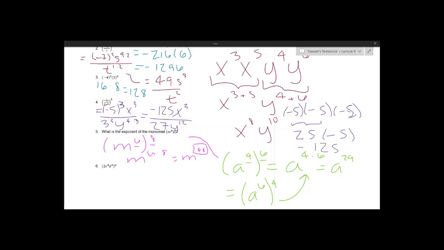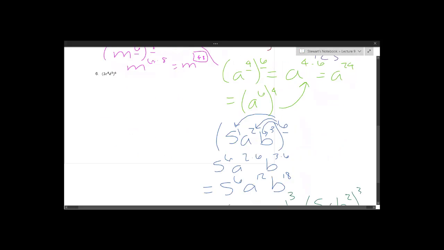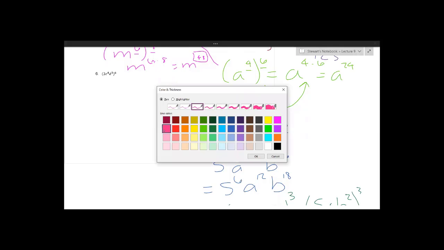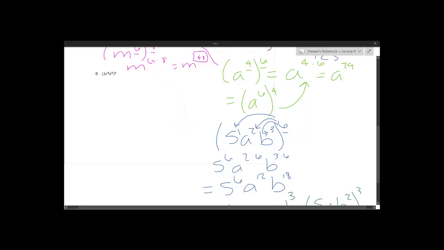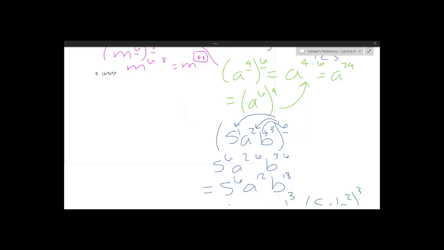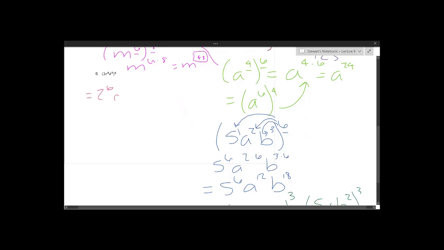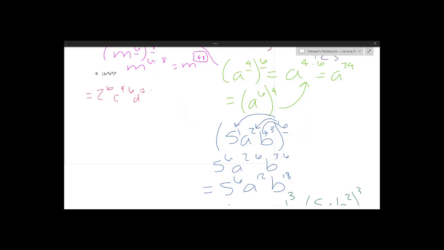And then below, it's an even simpler version. It's just the monomial that we discussed, raised to a power rather than a fraction, which is nice. It's just the single expression that we have to evaluate. And as such, we have to multiply that exponent to all of the other exponents in there. So this would be 2 to the 6th power, c to the 4 times 6, d to the 3 times 6.